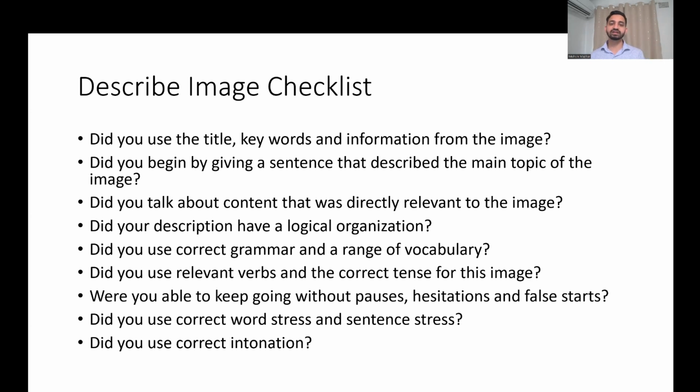Did you begin by giving a sentence that described the main topic of the image? So the first thing that you should talk about is the main topic, not the details. Did you talk about content that was directly relevant to the image? Did your description have a logical organization? So obviously you should have logical organization. If it's a trend, you should talk about the highest point and the smallest point afterwards. And if there is a contrast, you should have a contrast. You should have an introduction where you're introducing the topic, then you're talking about the details, then you can give a conclusion if you have time.